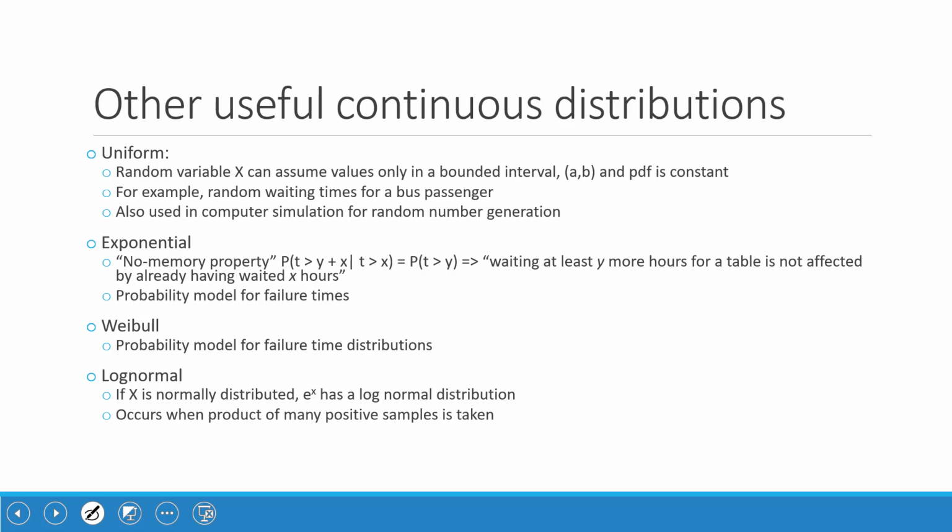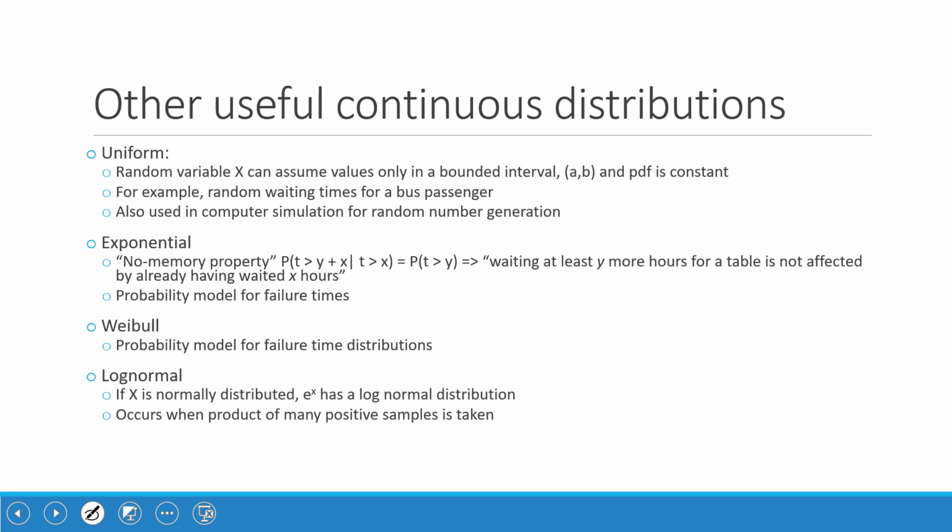if you're modeling waiting time, so in this instance for a table, if you're waiting for at least y more hours for a table to open up, it is not affected by how much time we have already waited, and we could have waited x hours or 0 hours. So the probability of waiting y more hours is independent of how many hours you've already waited before. Another distribution that is commonly used for failure times is Weibull.